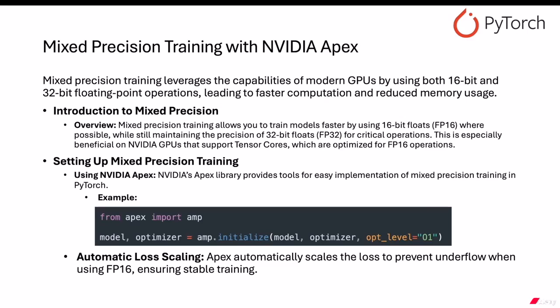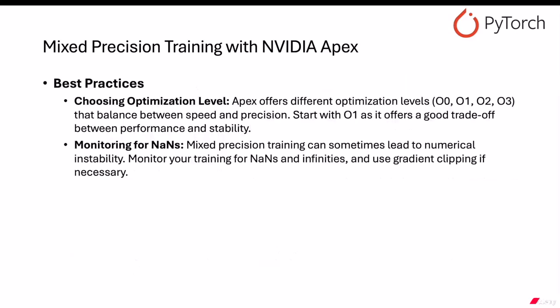Model, optimizer, you can call the function initialize from AMP by calling amp.initialize and pass the model, optimizer, and opt_level equal to O1. Automatic loss scaling: Apex automatically scales the loss to prevent underflow when using FP16, ensuring stable training.